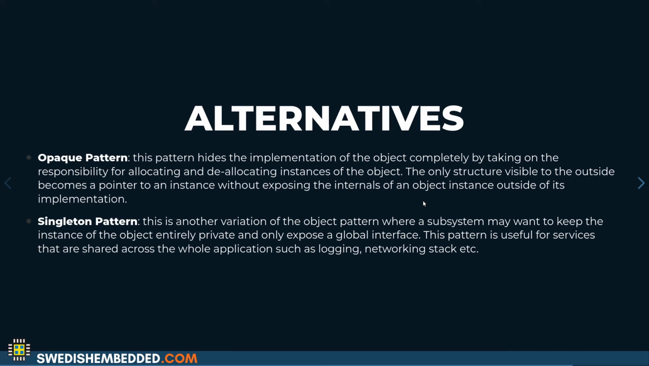There are alternatives to the object pattern. The primary alternative is the opaque pattern, where you're creating things on the heap, and you're just sharing a handle, which is basically just a pointer to the caller, and then the caller basically just uses that in the same way as an actual instance, but now you're passing a pointer to all of the member functions, which then represents your instance. And the singleton pattern, that's another alternative to the object pattern, where you have only one instance.